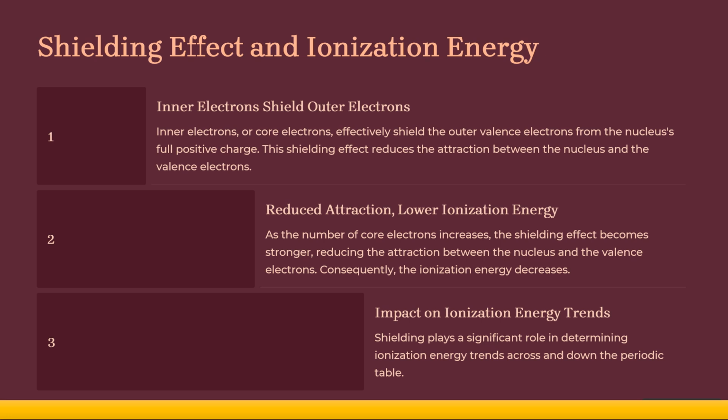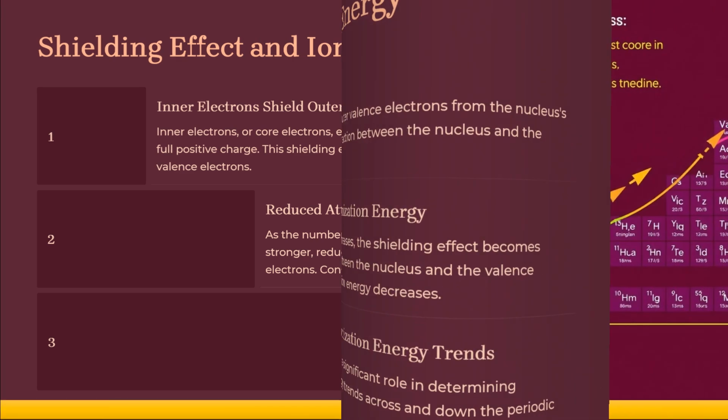This explains why elements lower in the periodic table, like potassium, have much lower ionization energy compared to elements like nitrogen. In potassium, the many inner electron layers block the nucleus's pull, making it easier to remove its outermost electron. In contrast, nitrogen has fewer shielding layers, allowing the nucleus to hold its electrons more tightly.